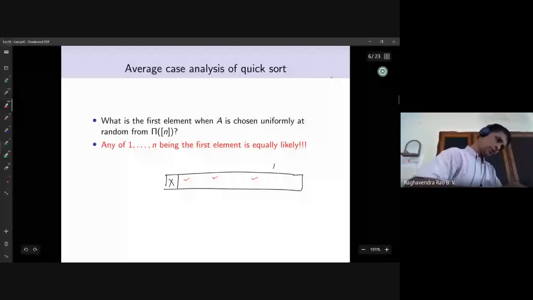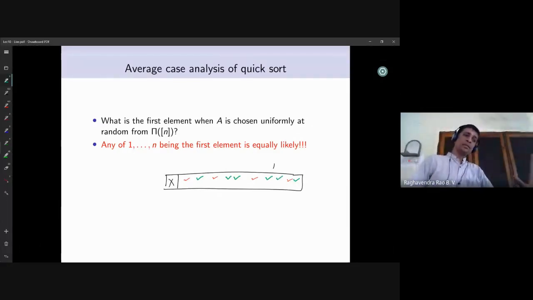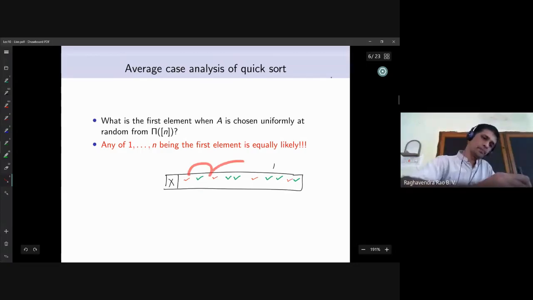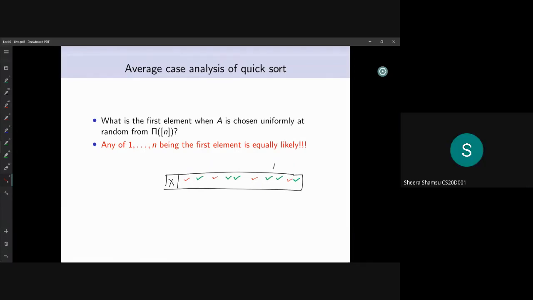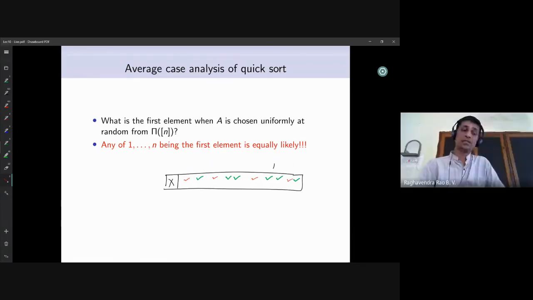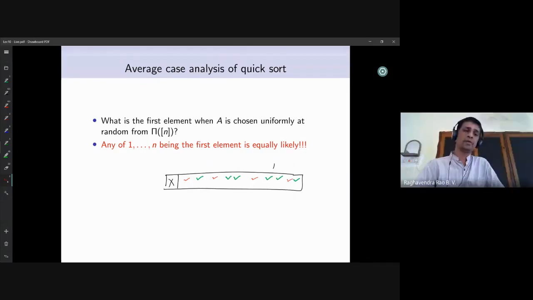For right, I'm going to mark as green. Okay. Remember that the original permutation was random, right? Now if I'm looking at only the red ones, how will they look like? Yeah, they will be in random positions. They will be still in random order, right? Yeah, everyone else agree?